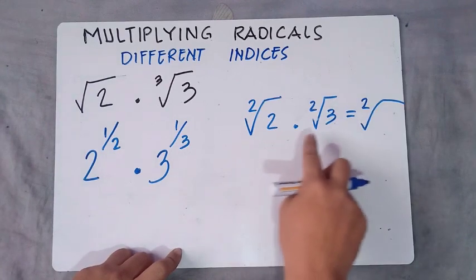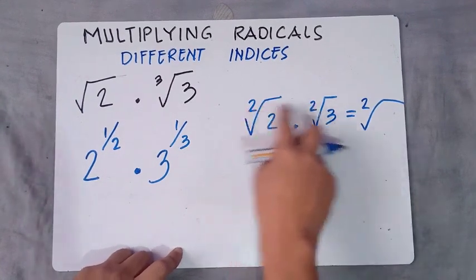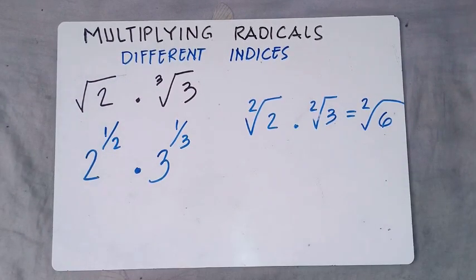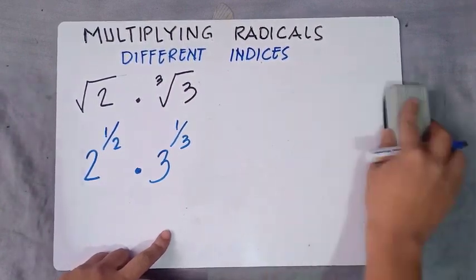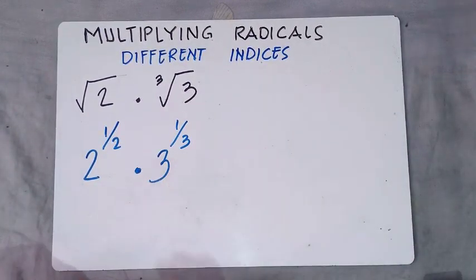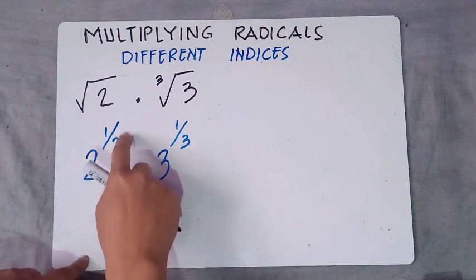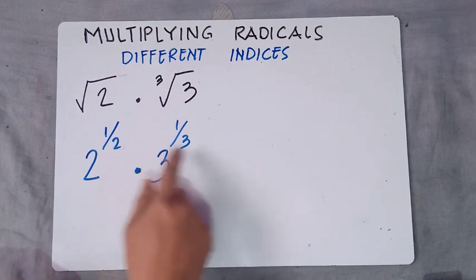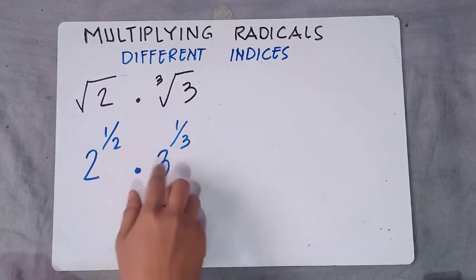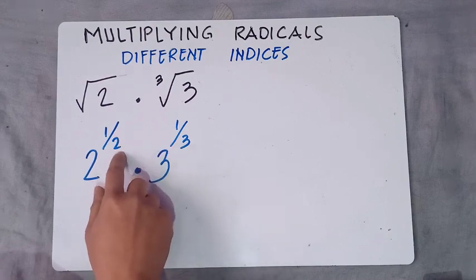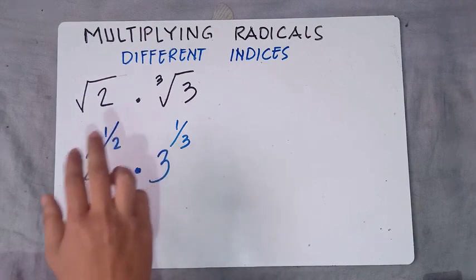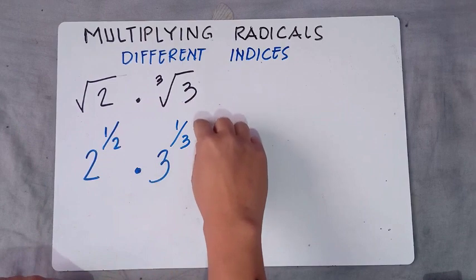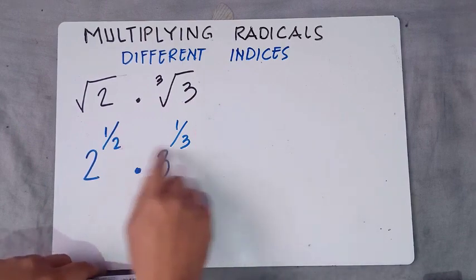Example, square root of 2 multiplied by square root of 3. You can copy the indices and then you can multiply the radicands. So this is square root of 6. Now, if the indices are different, the thing that you will do is you need to get the common factor of 1/2 and 1/3, or the least common multiple of 2 and 3. Of course, that would be 6, right? Now, to get 6, you multiply this one by 3. The other side, you multiply this one by 2, so that the indices will be the same.